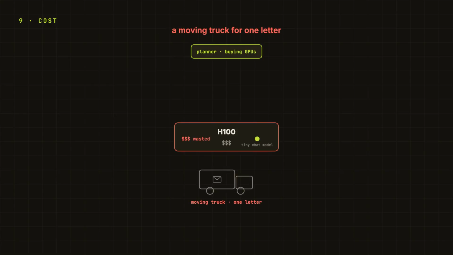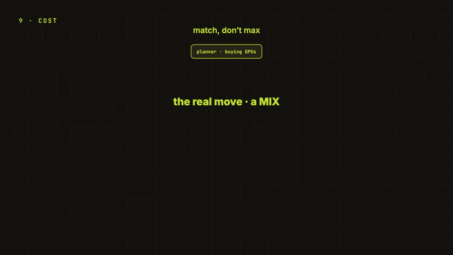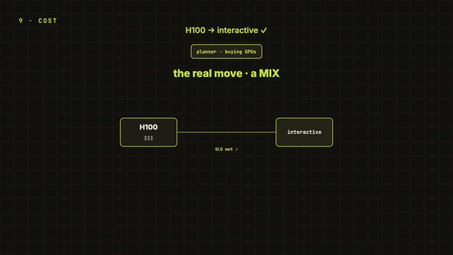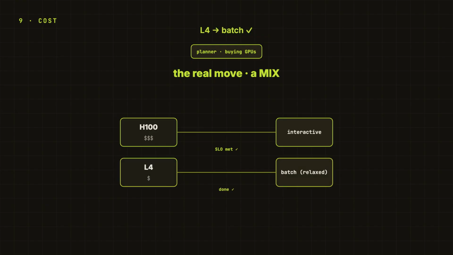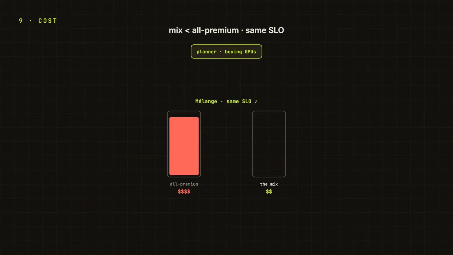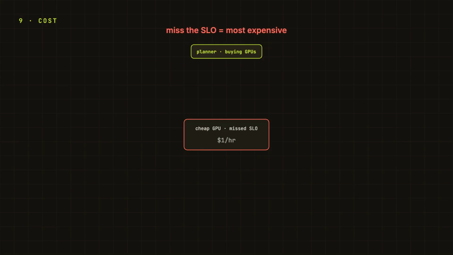Running a tiny chat model on a top-end card is like renting a moving truck to deliver one letter. So the real move is actually a mix. Fast, expensive GPUs for the tight interactive traffic, cheaper ones for the relaxed batch work nobody is staring at. Match the hardware to the job, not to a spec sheet. The Melange paper showed exactly this. A mix of GPU types can come out cheaper than an all-premium fleet at the same latency targets. Because in the end, a cheap GPU that misses the SLO is the most expensive option there is.